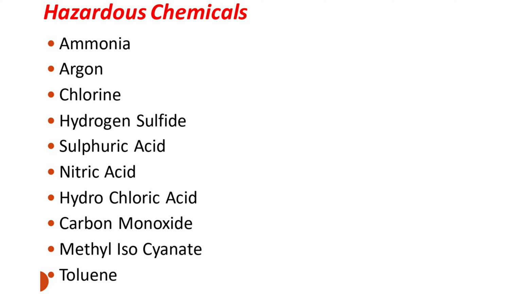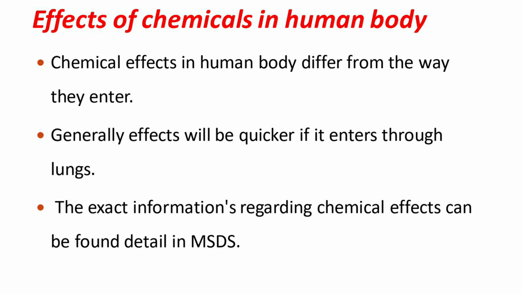Hazardous chemicals: ammonia, argon, chlorine, hydrogen sulfide, sulfuric acid, nitric acid, hydrochloric acid, carbon monoxide, methyl isocyanate, toluene. Effects of chemicals in human body. Chemical effects in human body differ from the way they enter. Generally, effects will be quicker if it enters through lungs. The exact information regarding chemical effects can be found in detail in MSDS.